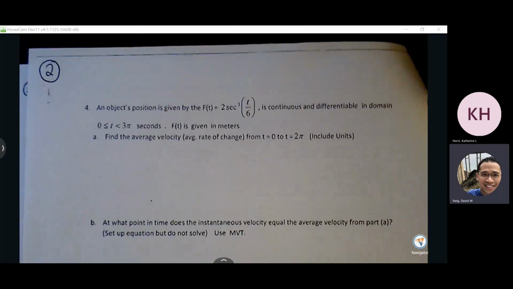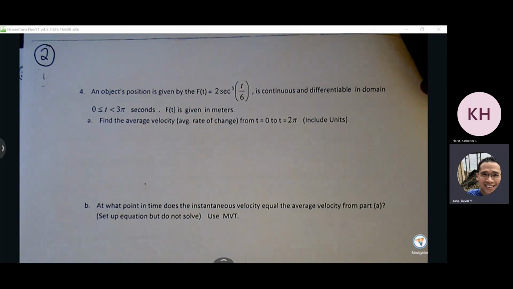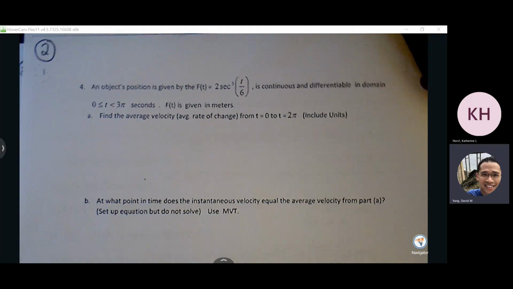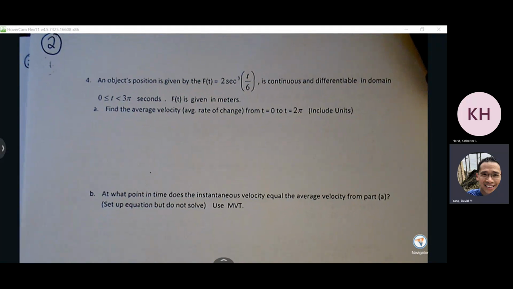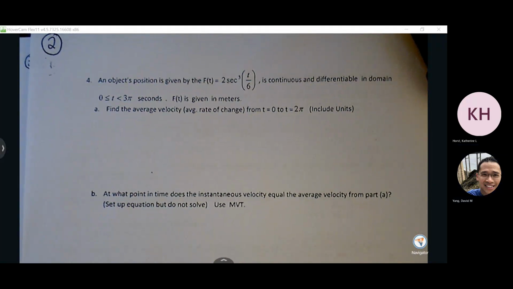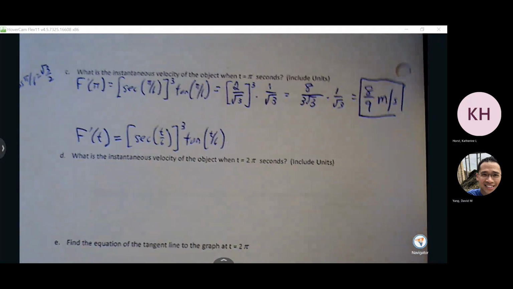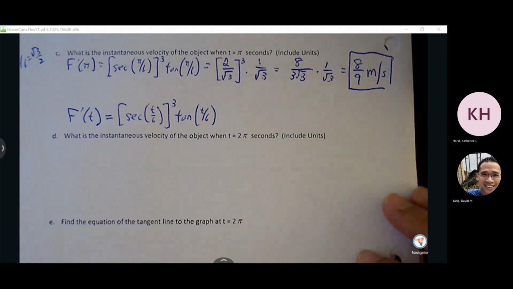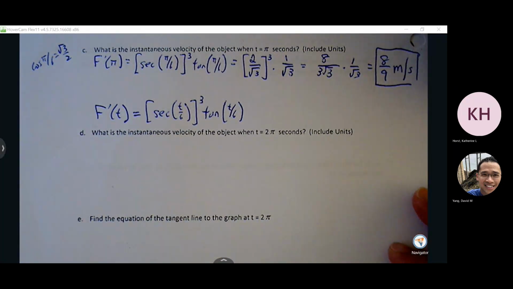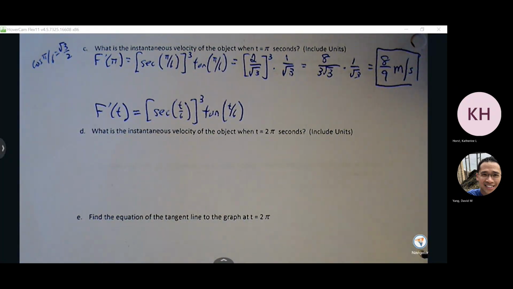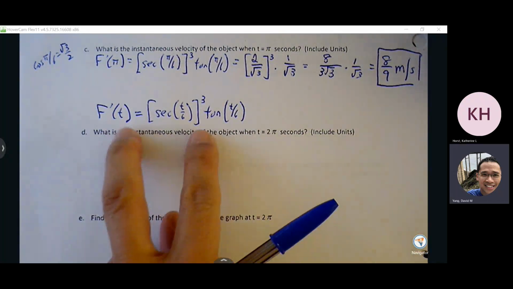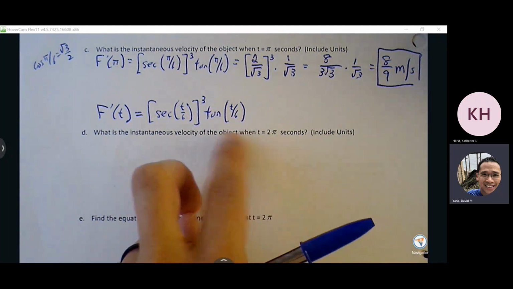As we're on page 2 of the test review packet, we've done this problem already, but we're just kind of going through and revisiting this problem. Okay, what is the instantaneous velocity when t equals 2 pi seconds? So same idea. Take our velocity function, insert 2 pi.